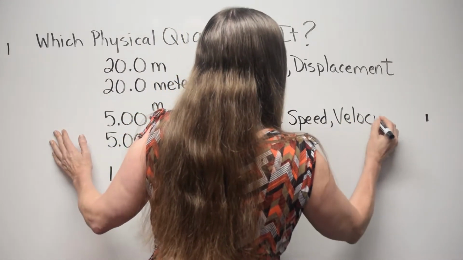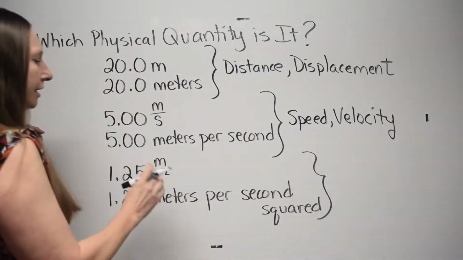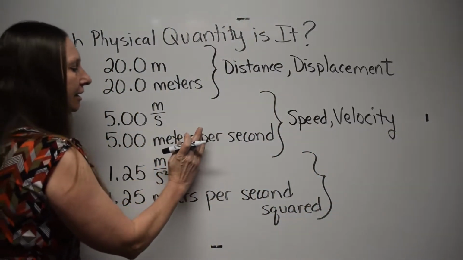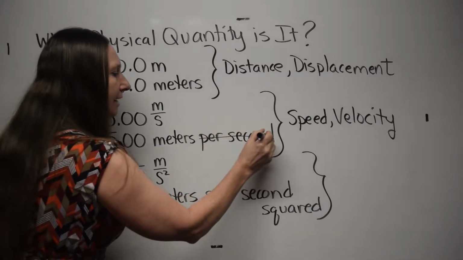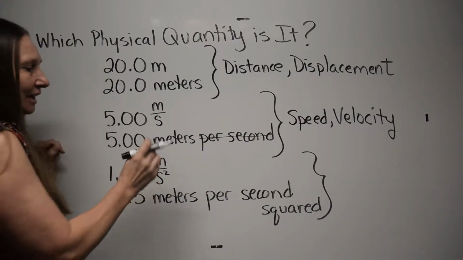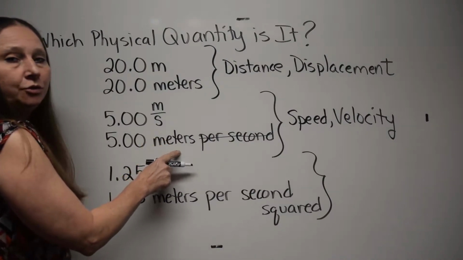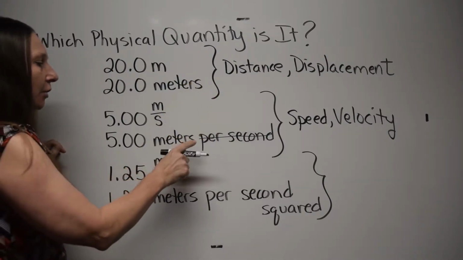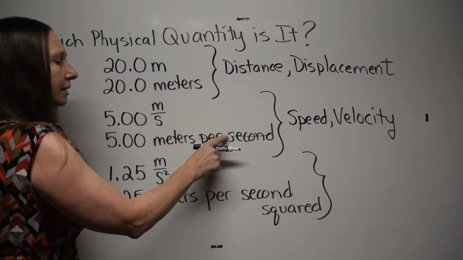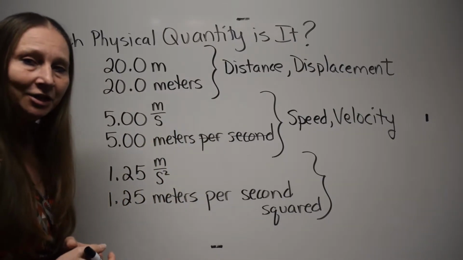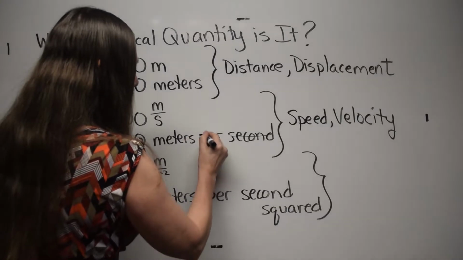Now, what happens is some students see the meters and forget about the rest. Well, you can't. You've got to read the whole unit, all right? You can't stop as soon as you see meters and say, oh, it's distance. No, no, no. If it's meters per second, that's a speed or a velocity. You have to read the whole unit.